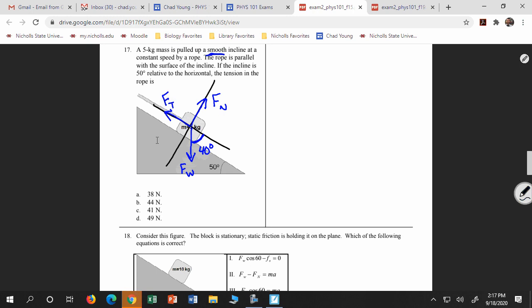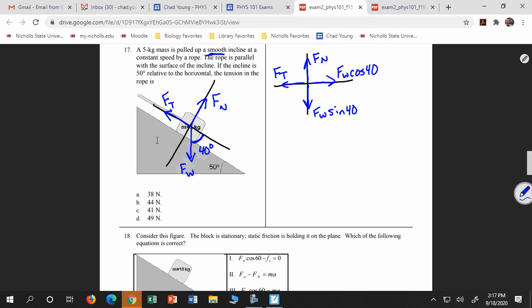Now, I'm going to redraw that. Even on the test, I recommend that you do this. Fn, Ft. This is going to be Fw sine of 40. And this is Fw cosine of 40. All right, so those are step 2, where I resolve the vectors. And now I want to look at what I'm looking for. I might not have to write all the equations, and in fact, I don't have to write all the equations here. Which equation do I need to look at, the x or y equation?